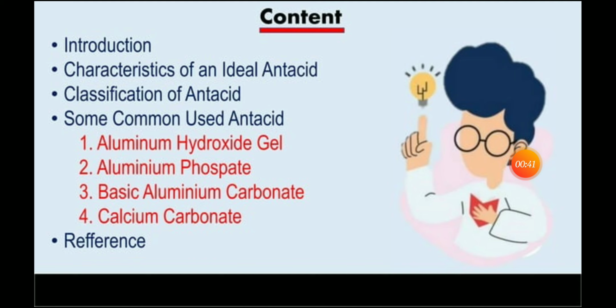First of all, the contents of the antacid topic: the introduction, then characteristics of the ideal antacid. What are those characteristics? Then classification. What are the classifications available for antacid drugs? Then some commonly used antacids. There are four different common antacids, examples of which we will see also.